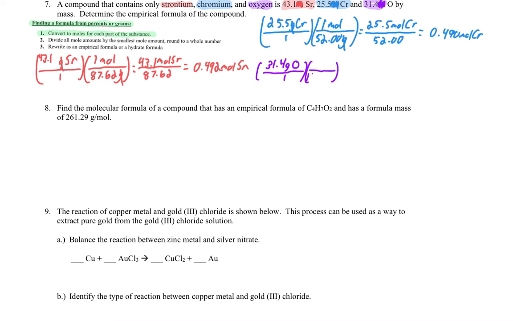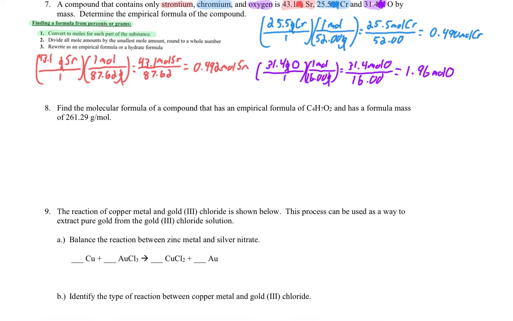Now I got to convert this to moles. There are 16 grams of oxygen in 1 mole, causing those grams to cancel. This 16 is on the periodic table. 31.4 times 1 mole is 31.4 moles. 1 times 16 is 16. 31.4 moles of oxygen divided by 16 gives me 1.96 moles of oxygen. That was all step 1.